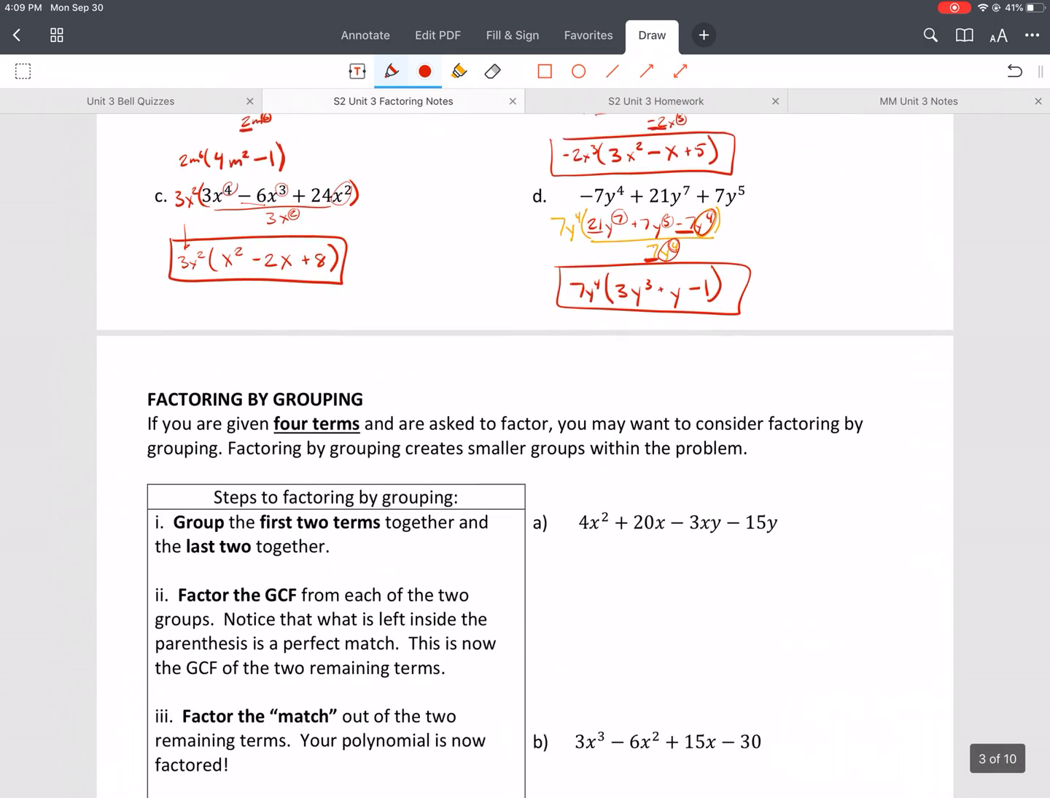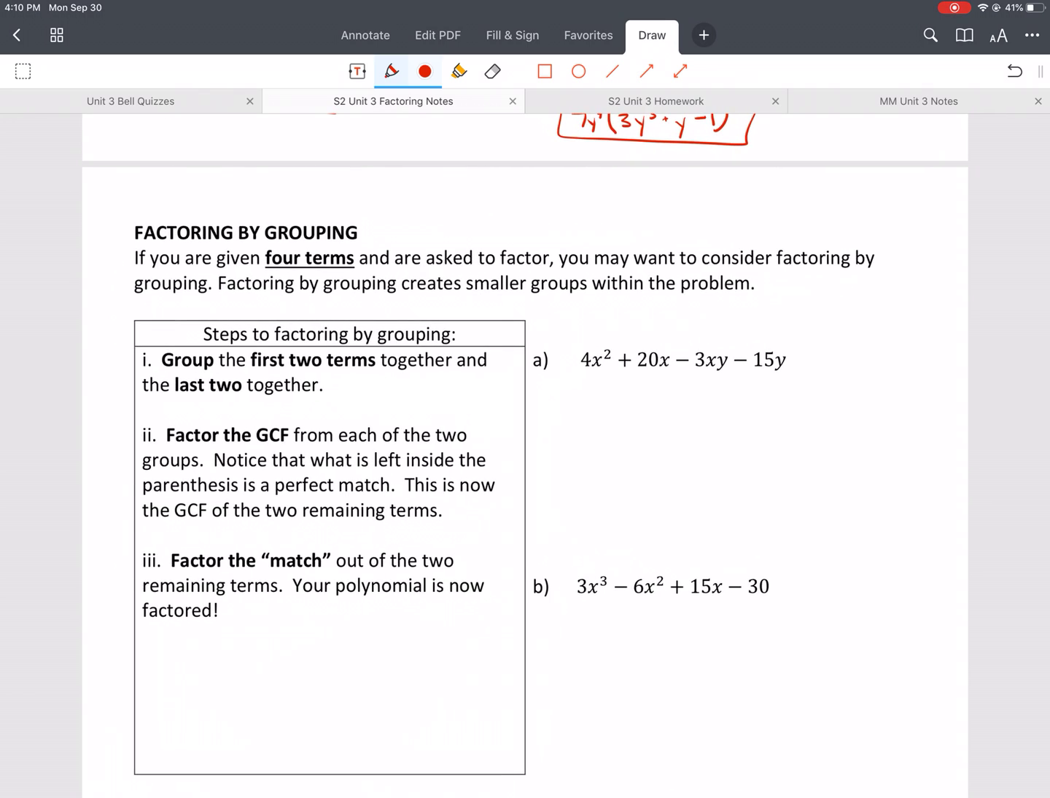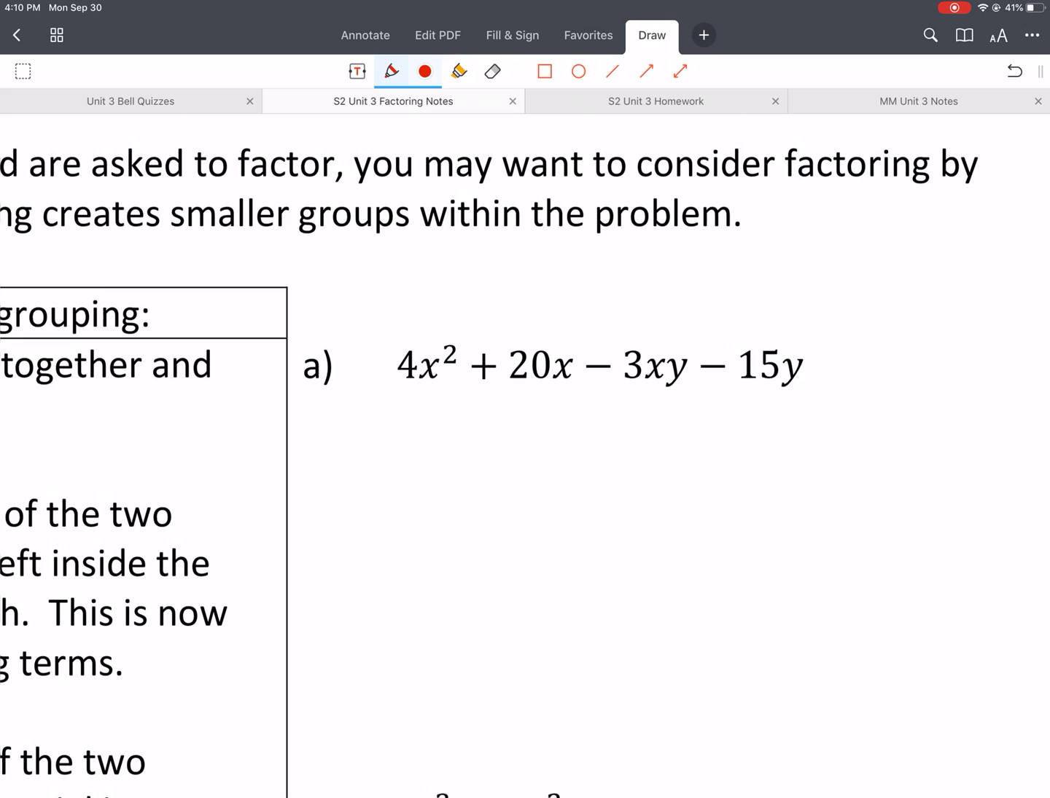We're going to go on and do factoring by grouping. Okay, so when you're given a problem that has 4 terms and we're asked to factor, you may want to consider using grouping. There may be ones on a quiz, homework, or test where they may just say take out the greatest common factor, and if that's all they're asking, you don't have to do anything else.